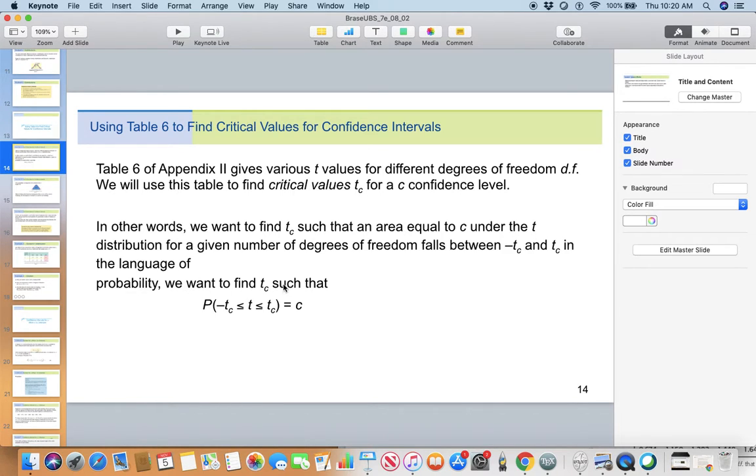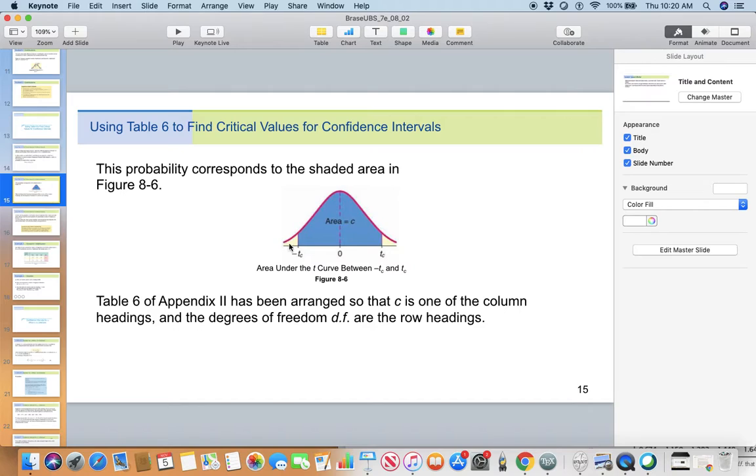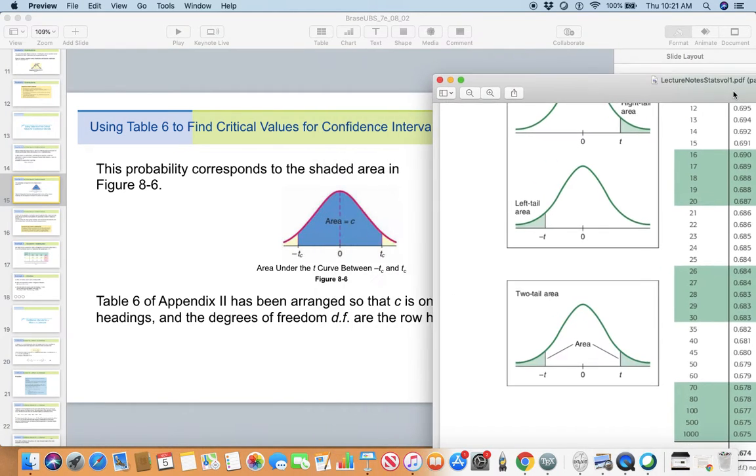So, what are we saying? We want to find Tc such that the probability of negative Tc less than or equal to T less than or equal to Tc is C. So, this is your student's T distribution. Mean is 0. You want area of C under the curve between these two symmetric endpoints, negative Tc to Tc. So we are going to look at our table.